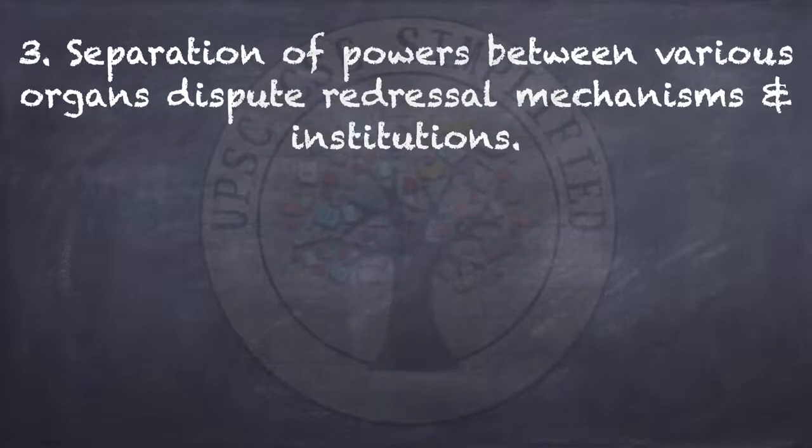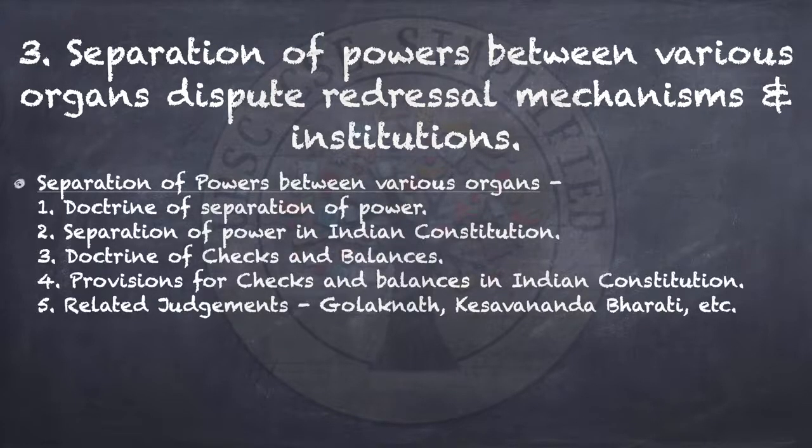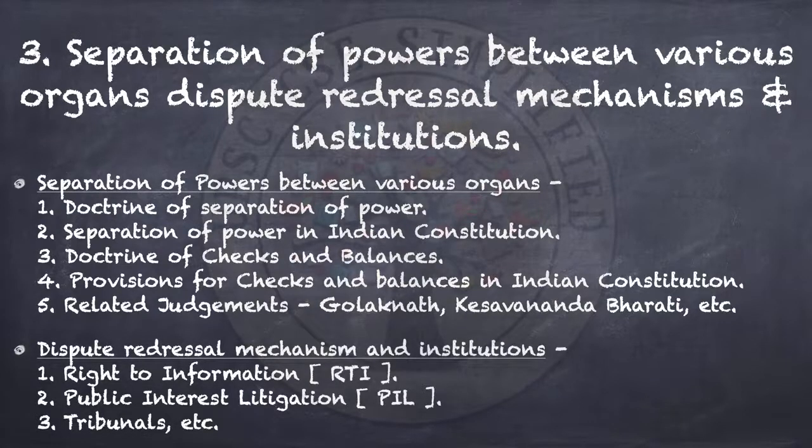Moving towards the third topic, that is separation of powers between various organs, dispute redressal mechanisms, and institutions. In this, separation of powers between various organs would be the first topic, and subtopics are doctrine of separation of power in Indian Constitution, doctrine of checks and balances, provisions for checks and balances in the Indian Constitution, related judgments like Golaknath case, Kesavananda Bharati case, etc. Next topic is dispute redressal mechanism and institutions, in which subtopics are Right to Information, RTI, Public Interest Litigation, PIL, tribunals, etc.